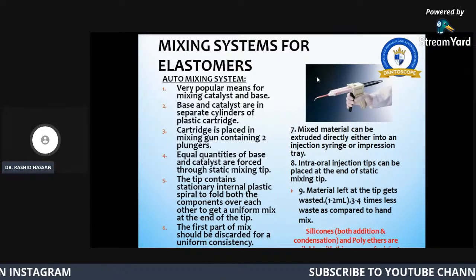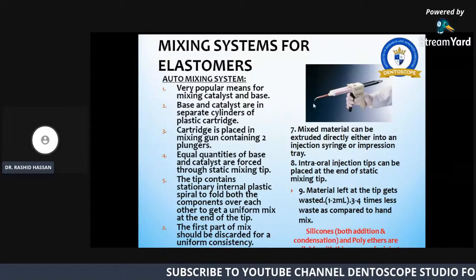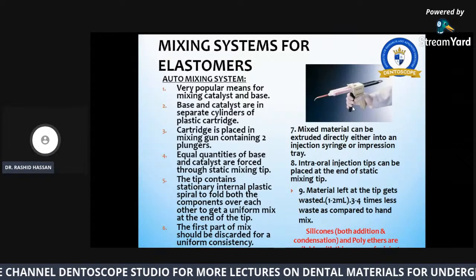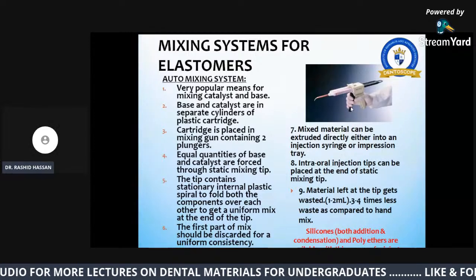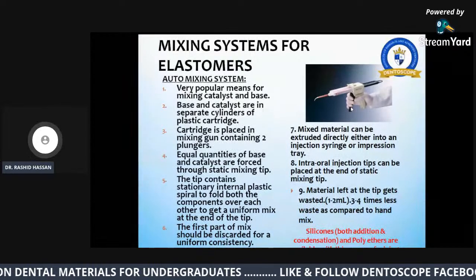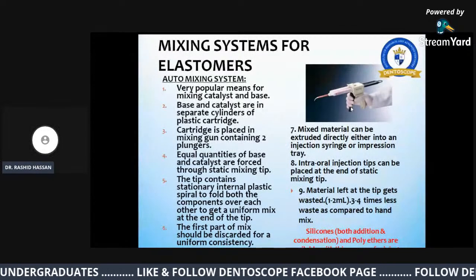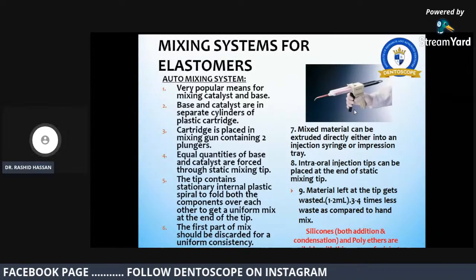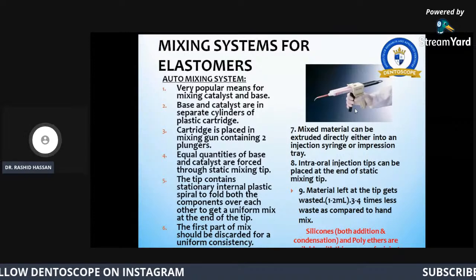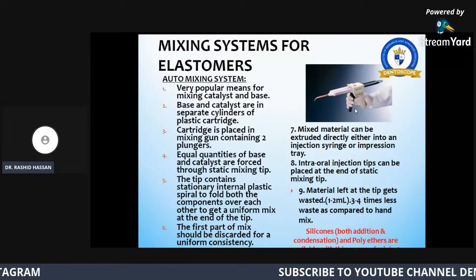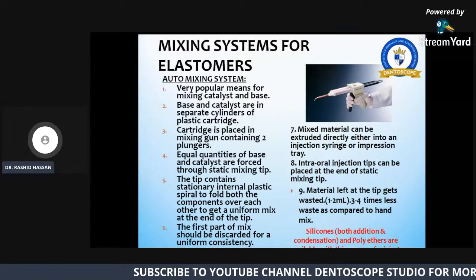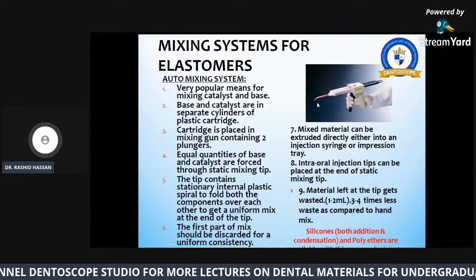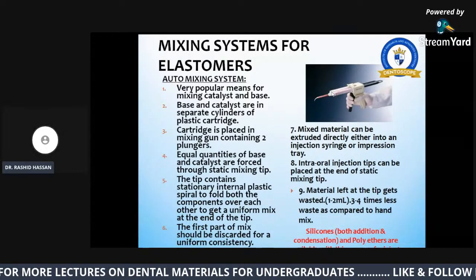This is the static mixing tip, this one. You just force them by pressing this mixing gun. The tip contains a stationary internal plastic spiral to mix both the components over each other and get a uniform mix. That's exactly what our requirement is. You keep on pressing this mixing gun, and you get the uniform mixture out of this tip.